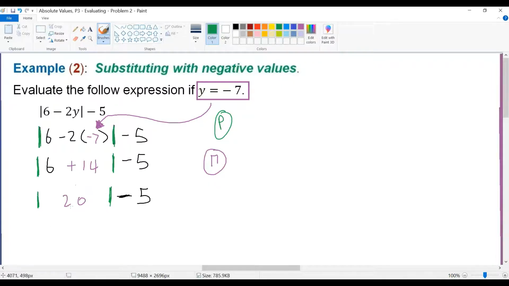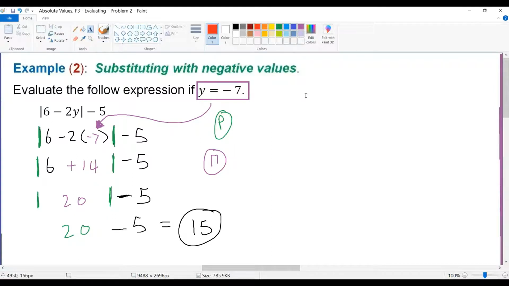Finally, we can perform the absolute value. So we take the absolute value of 20, giving us 20. Then we continue bringing down the negative 5. So now we have 20 minus 5. In the end, this is going to be 20 minus 5, or just positive 15, which will be our final answer for number 2.